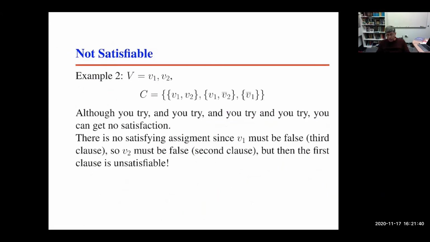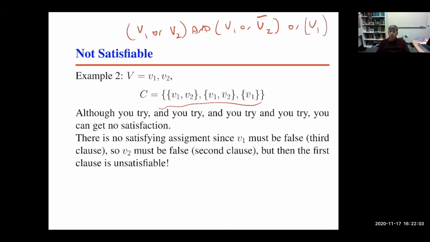What if I have an expression like this: V1 or V2, and V1 or not V2, and V1? Is there a way to make this statement true? Oh, this is not an or, this is an and. Excuse me, that's important. Is there any possible way to make this true?